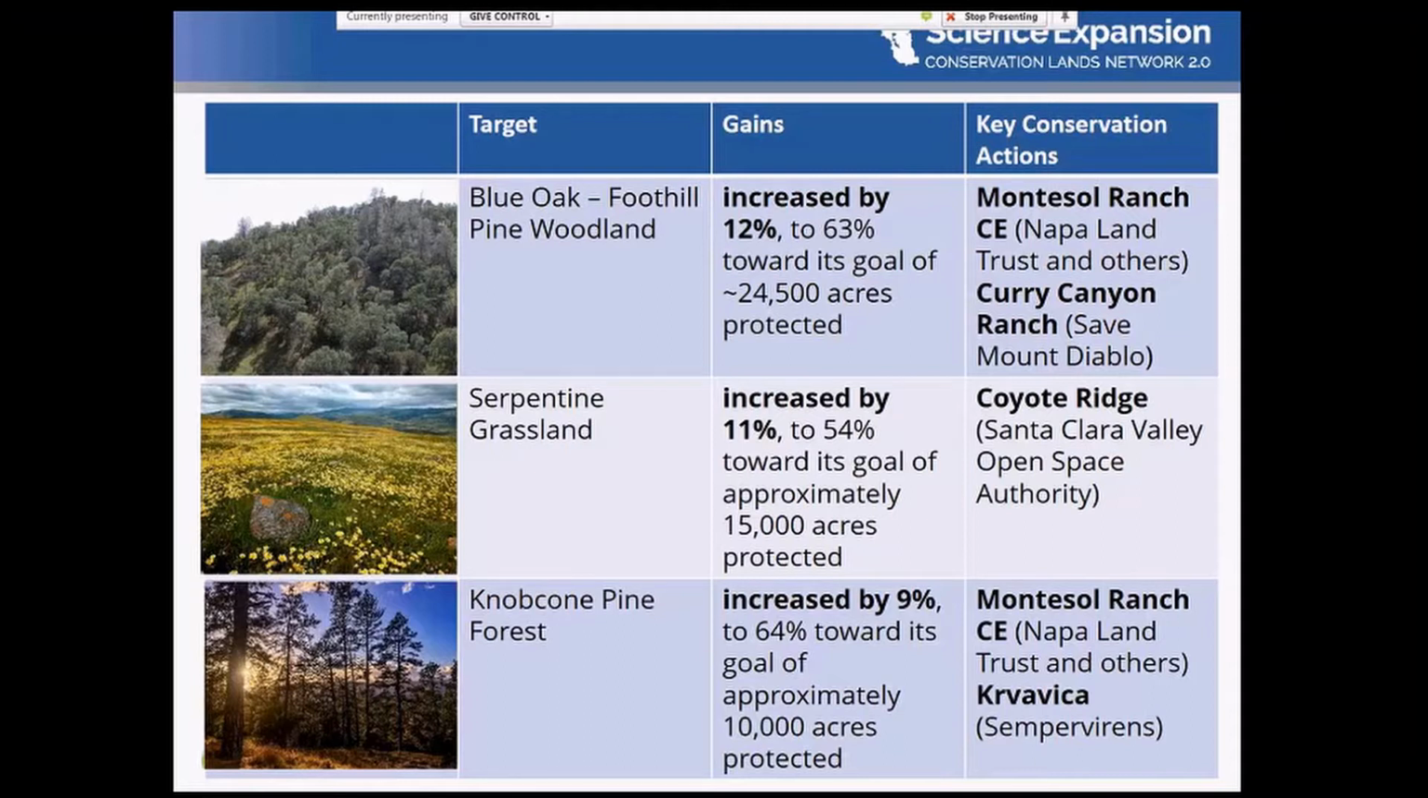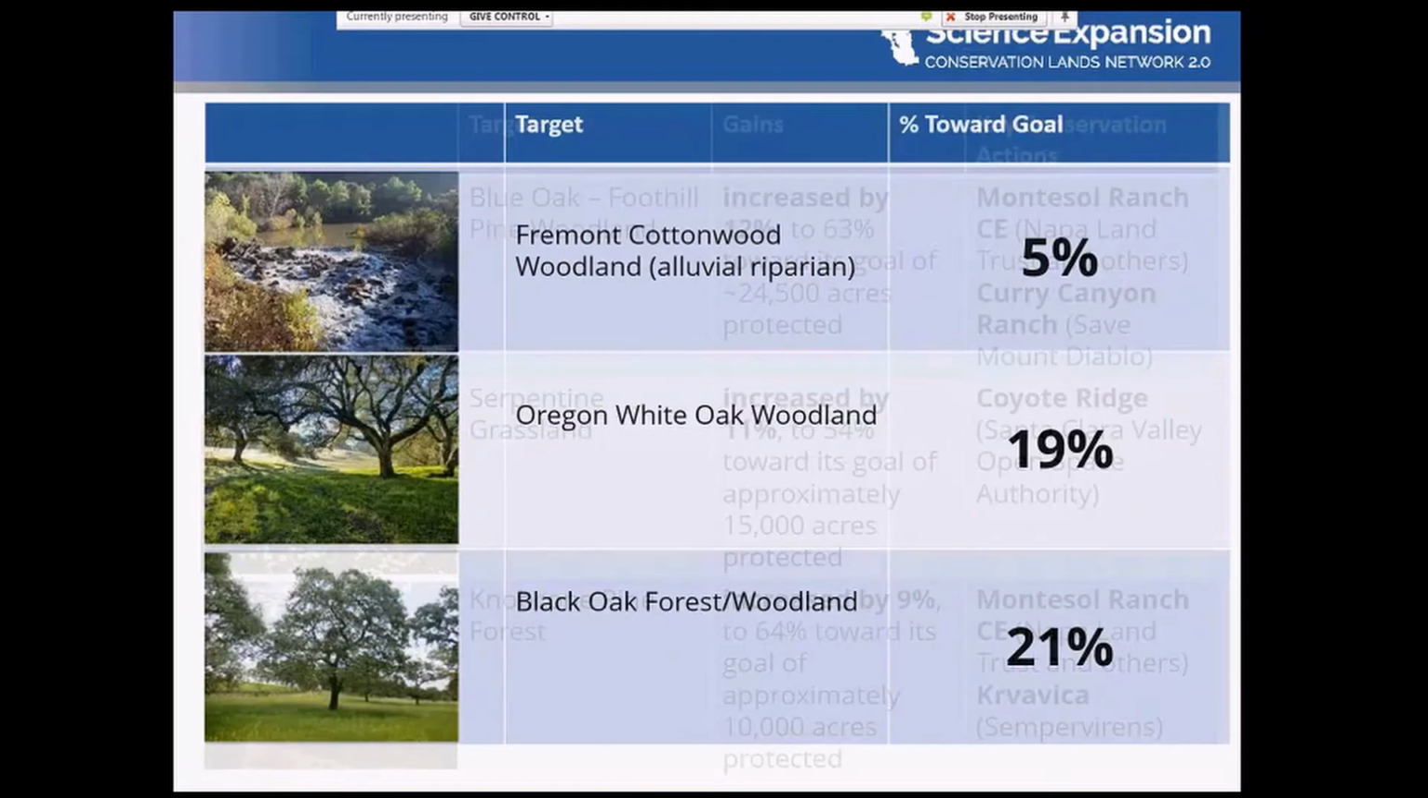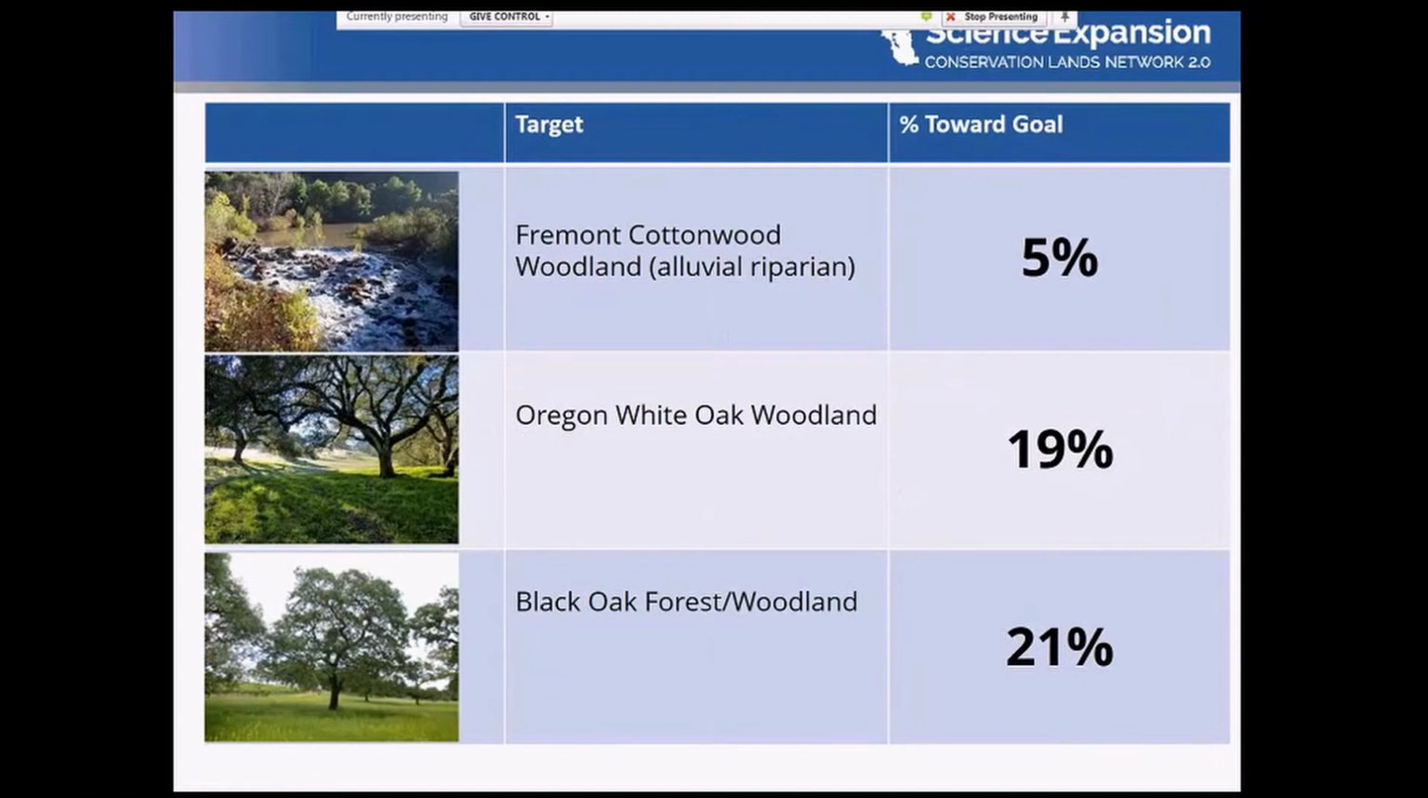So for instance, blue oak foothill pine woodland increased by 12% in that time period to 63% toward its goal. And then we can look at those actions, and we find that the Napa Land Trust and Save Mount Diablo's activities largely led to those increases, and so on and so forth. We can do the opposite of this as well. We can ask, where are we as a region continuously underserving certain habitat types?